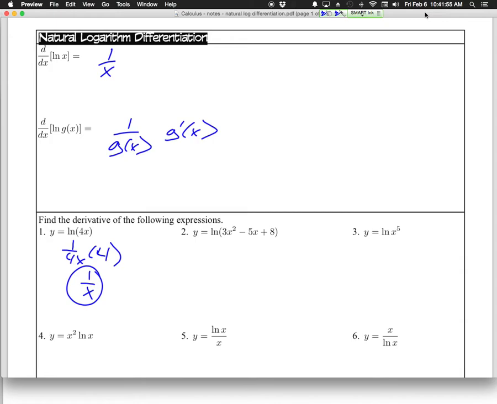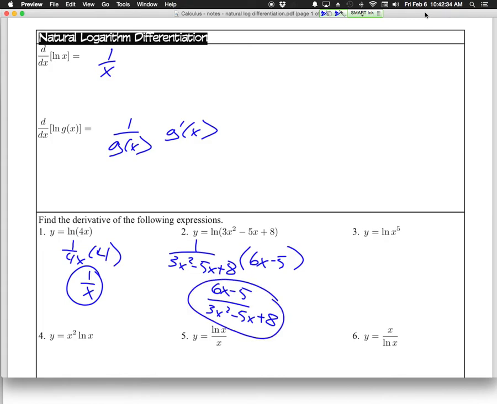Is it always like that, just a constant versus a variable? If it's just a coefficient and a variable, it will always give you 1 over x. Next one: I want the natural log of 3x squared minus 5x plus 8. So 1 over the inside times the derivative of the inside. The best way to write this would be 6x minus 5 over 3x squared minus 5x plus 8.